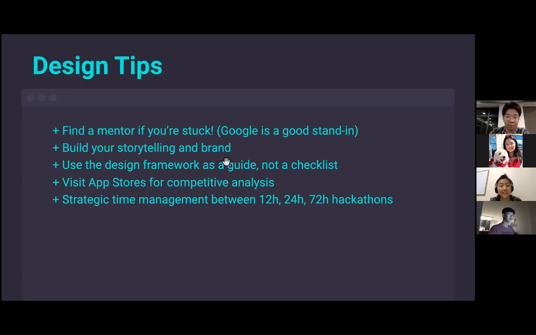And again, we can emphasize this a million times: strategic time management. Depending on however long your hackathon is, it's always great to block off certain chunks of time to take care of yourself, to work, and to collaborate with others as well.